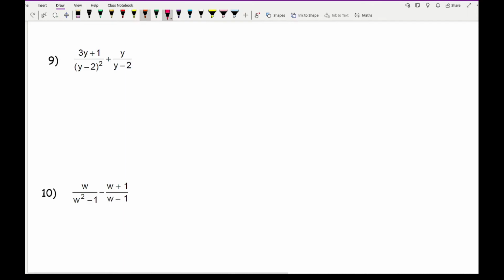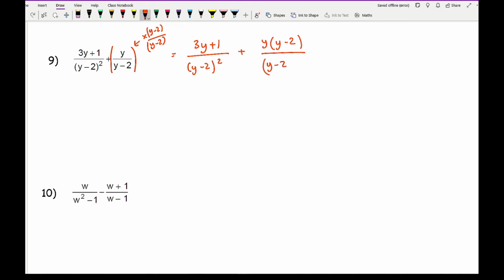So again, looking at the two denominators, we can see that they're both different. But one thing I do notice is I don't need to multiply both of the fractions. All I need to do is multiply this second fraction by y minus 2 over y minus 2. So then what that becomes is 3y plus 1 over y minus 2 squared plus y lots of y minus 2 over y minus 2 squared.